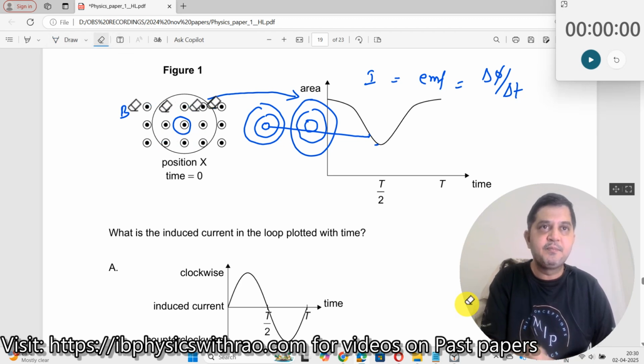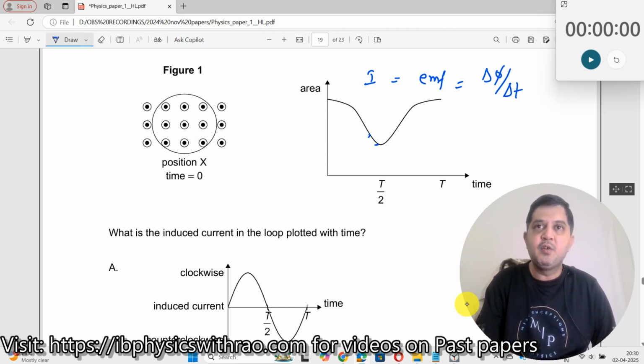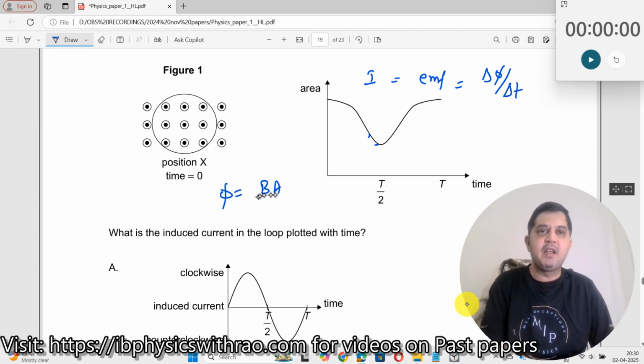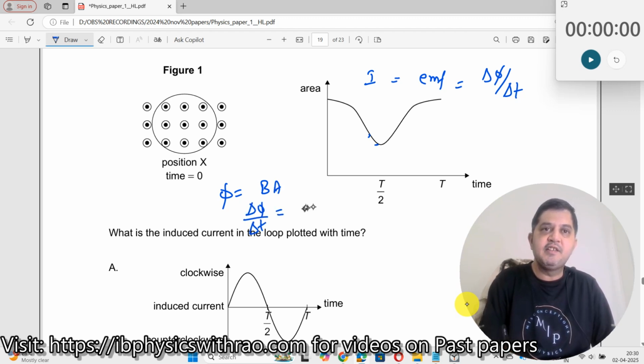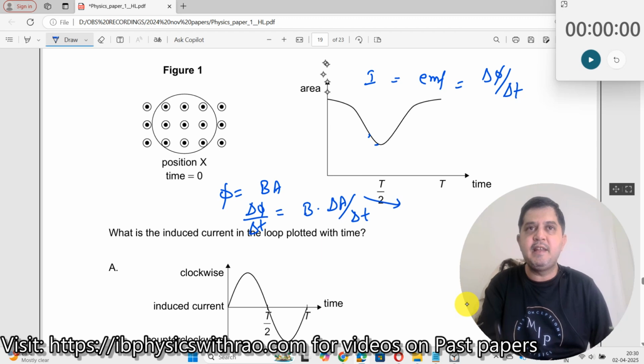Let me erase this so that we write it freshly. Now we need to calculate phi to understand this. The value of phi is given by B, the magnetic field, multiplied by area. Now this area is changing, so delta phi by delta t is nothing but B into delta A by delta t. In this graph, B cannot be determined; area and time are given. What is delta A by delta t? Area is on the y-axis, so delta A is delta y, divided by delta t, which is delta x. It is nothing but delta y by delta x, which is the slope.